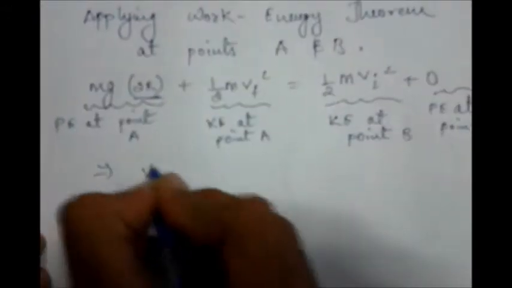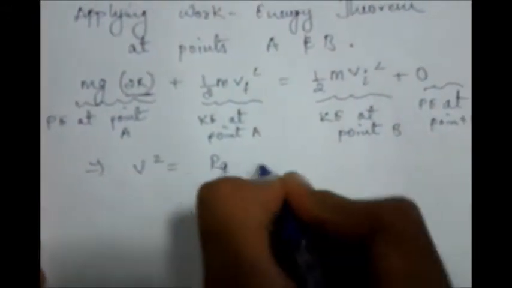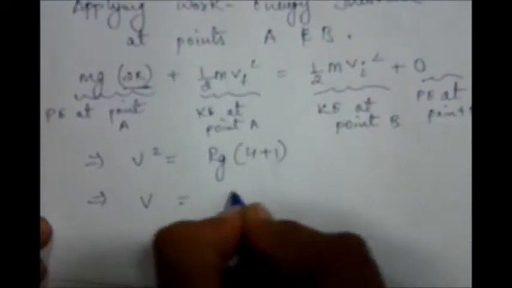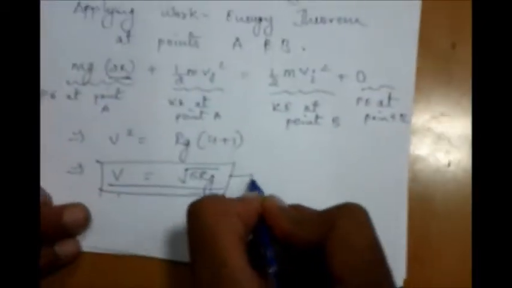Calculating henceforth, we get v square is equal to rg into 4 plus 1. This implies v is equal to root 5 rg, which shows us that the bare minimum velocity to complete the whole circle with a safe journey at point B, the velocity should be root 5 rg.